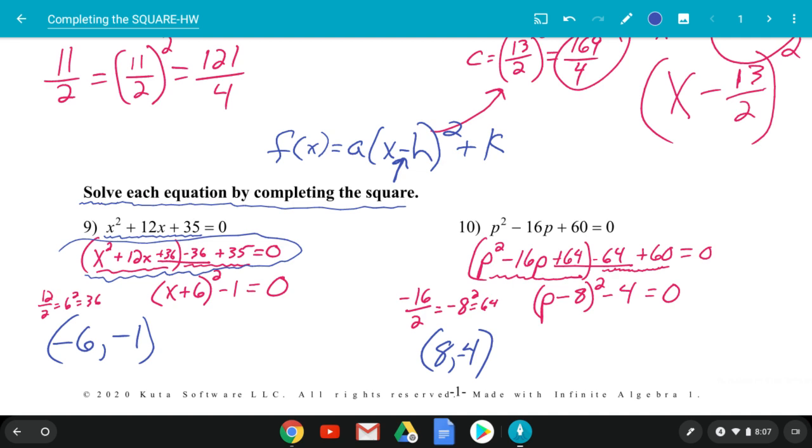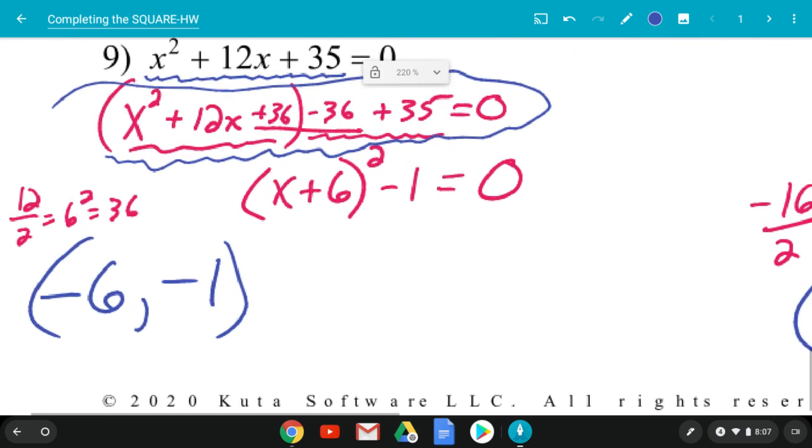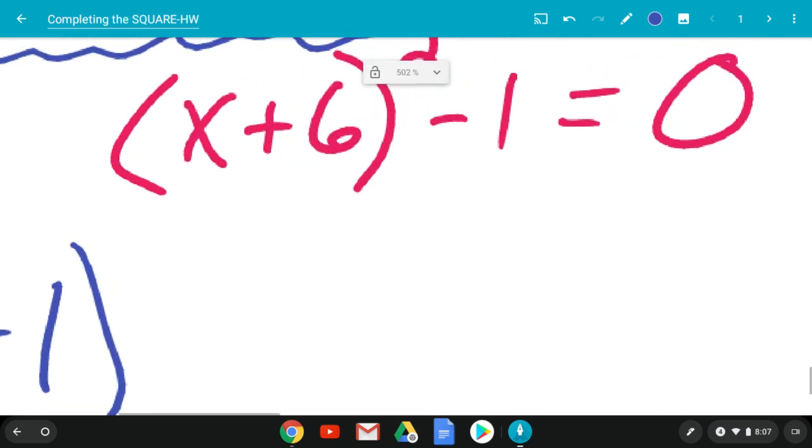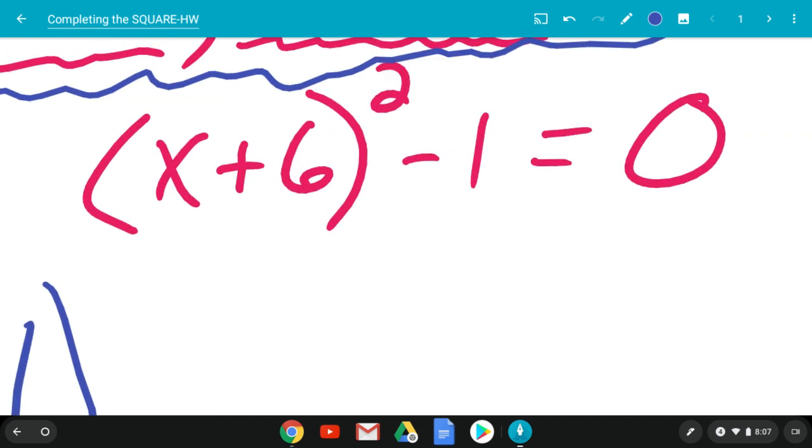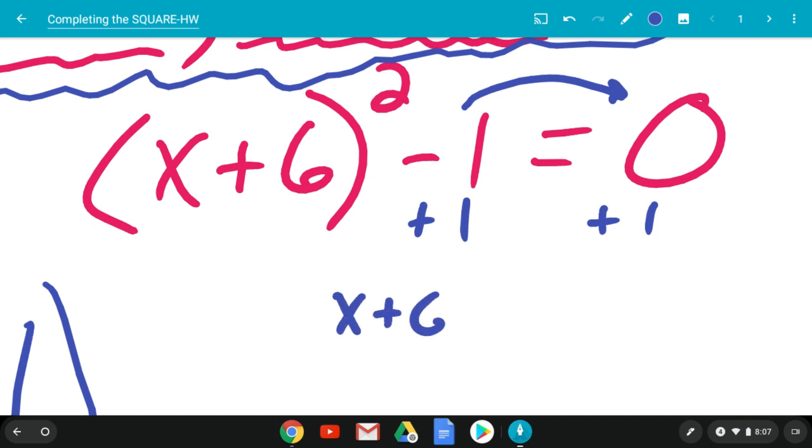So here's what happens. Let me really get into number 9 here. Okay, and I'm left with this one that's in vertex form. If I want to solve this, here's what I got to do. I got to start by taking this to the other side. So how do I take that to the other side? I do the inverse. So it's -1, so the inverse would be +1. Whatever I do to one side, got to do the other. So I'm now left with x plus 6 quantity squared equals 1.